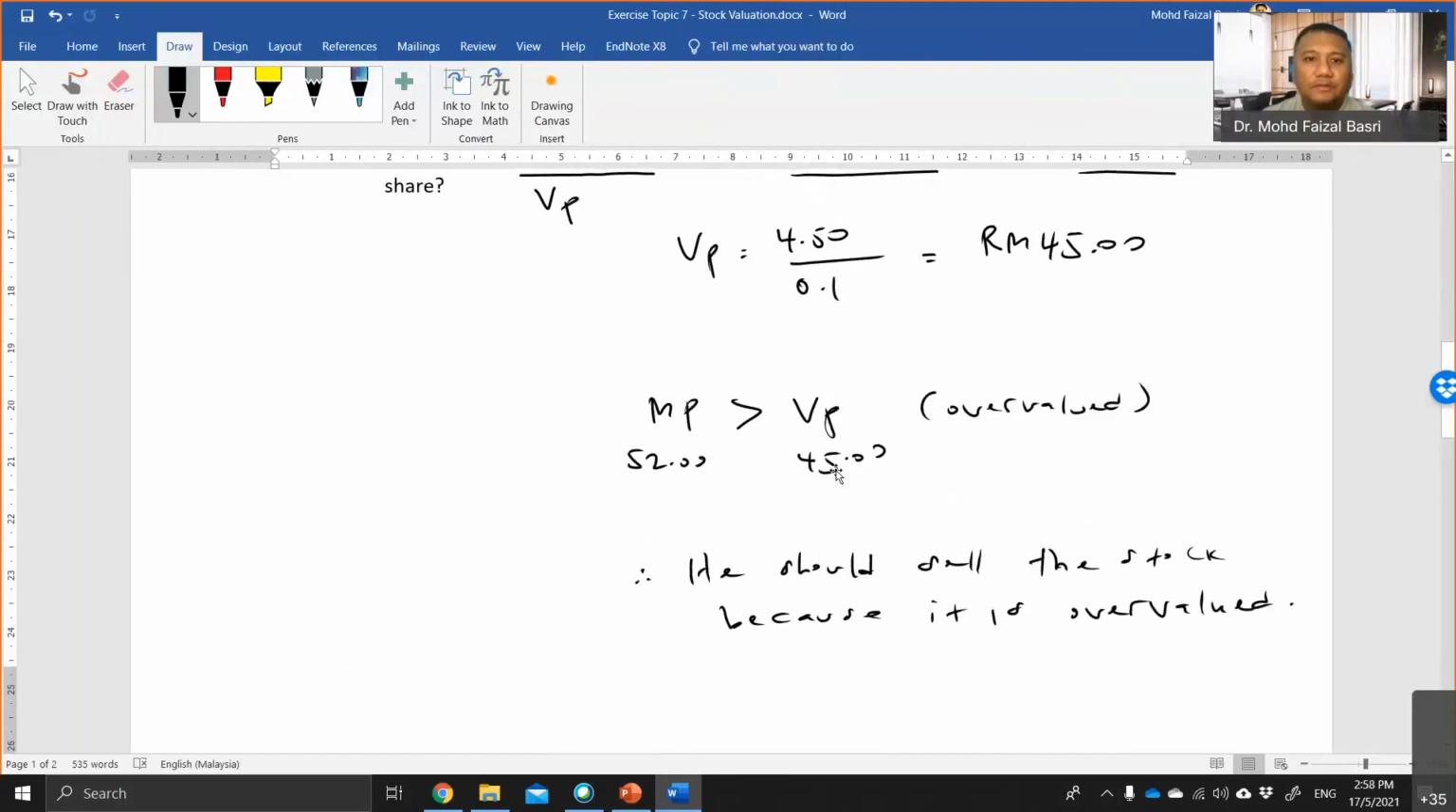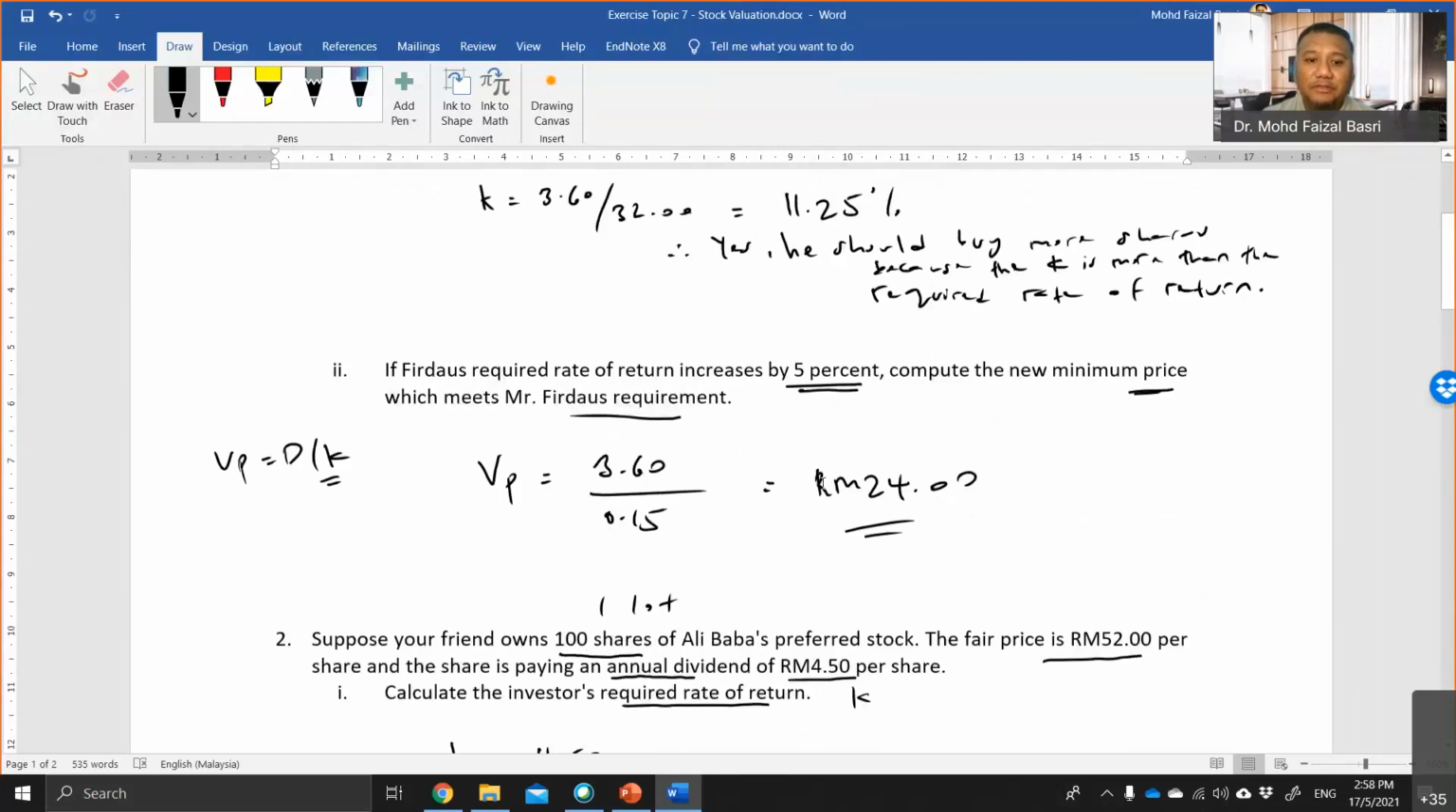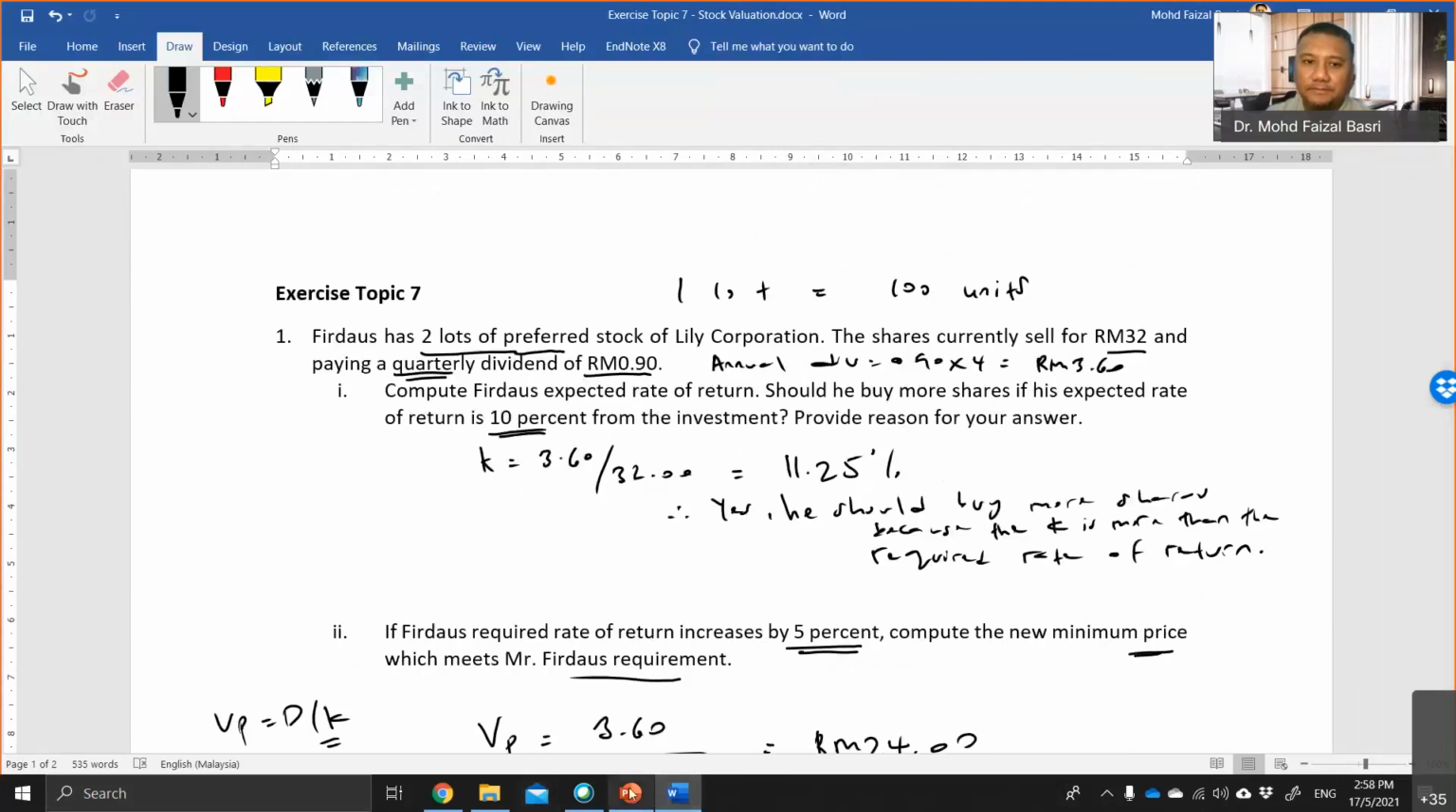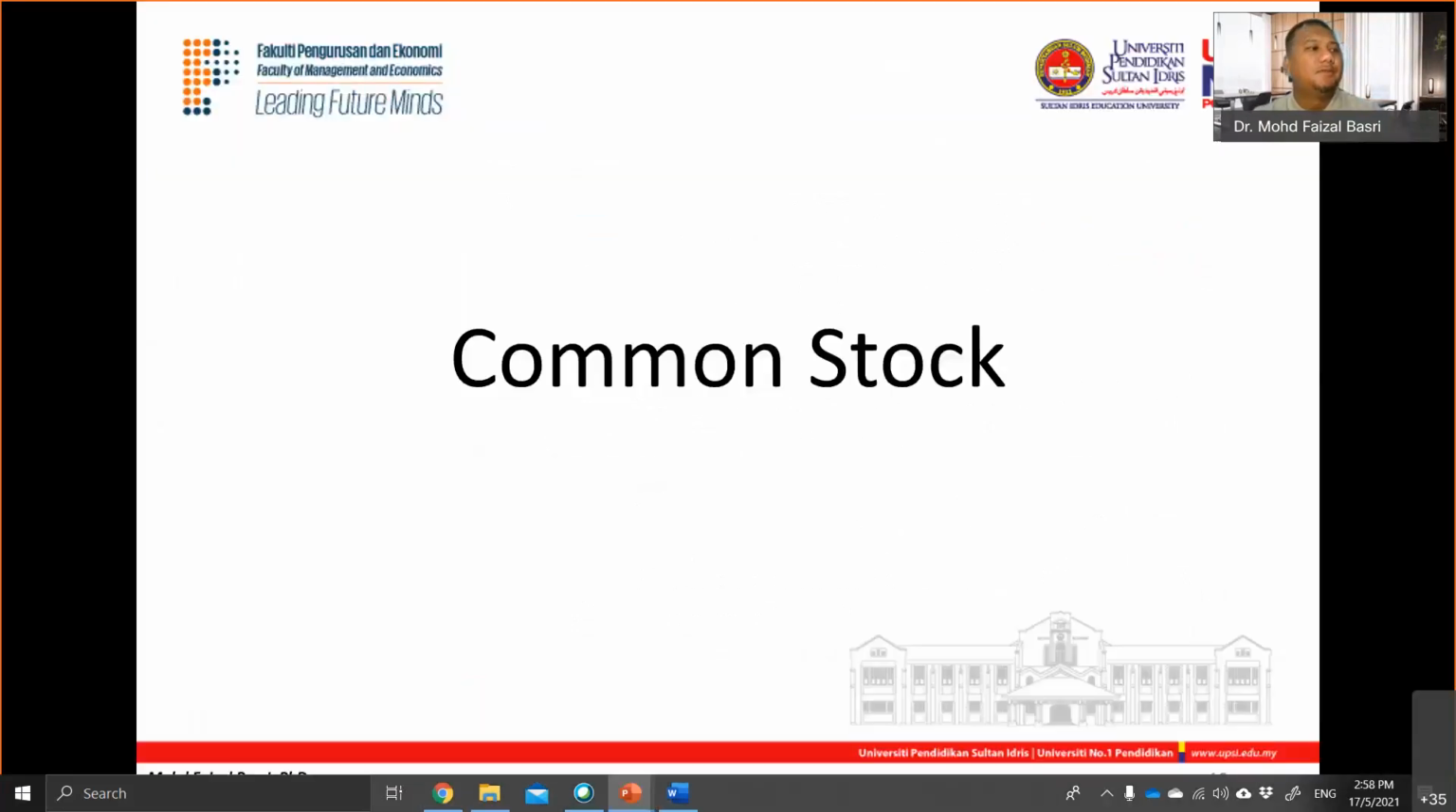Okay, so that's preferred stocks. Now let's move on to more technical calculations regarding common stocks. Unlike preferred stock, which is quite straightforward, for common stocks we're going to explore more complicated calculations, slightly complicated lah, not very complicated, but just slight calculations.